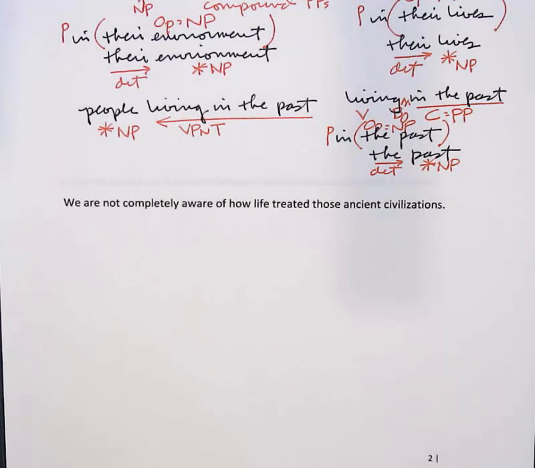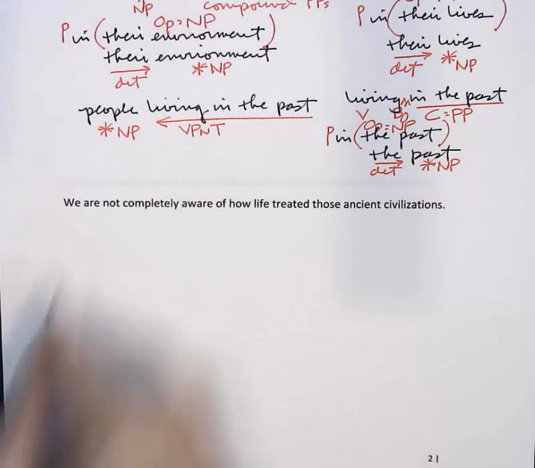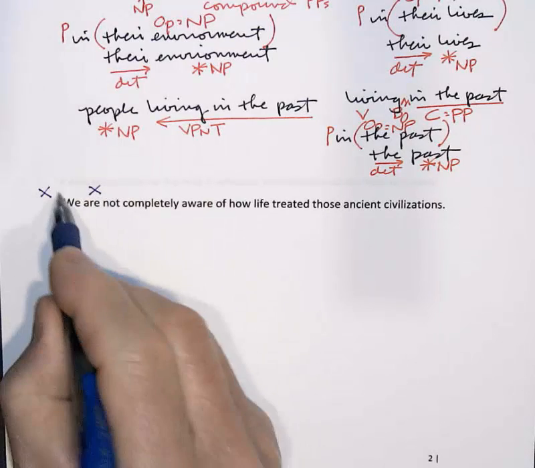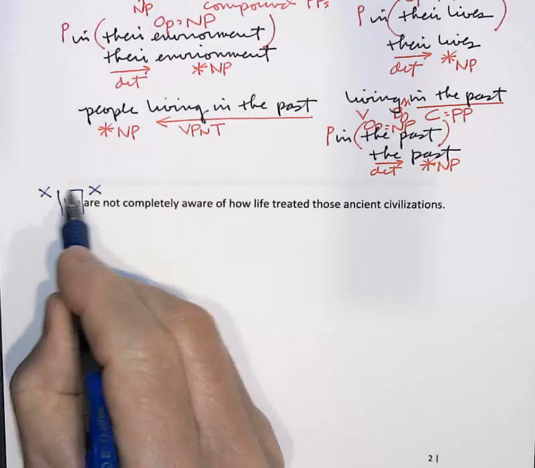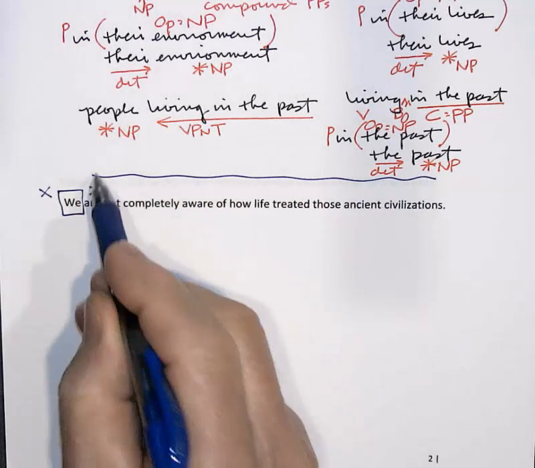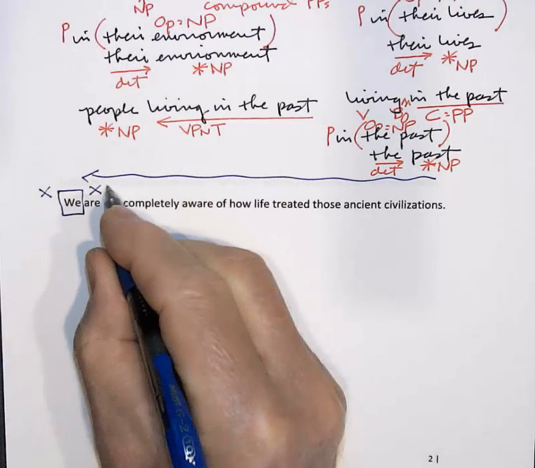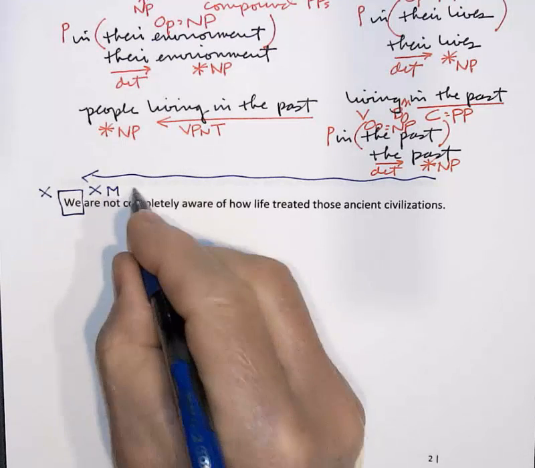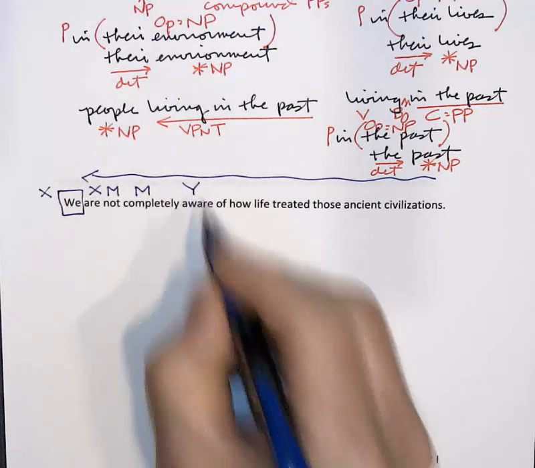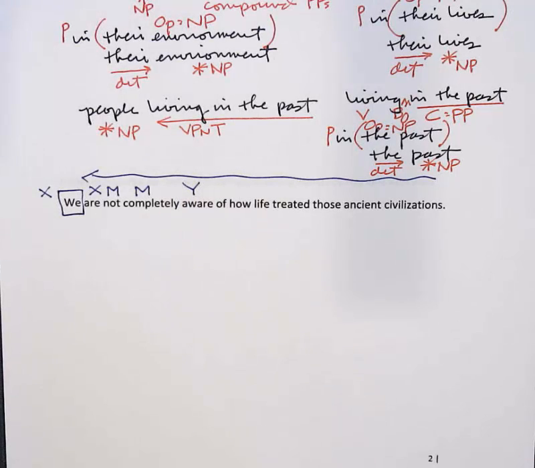So, we are not completely aware of how life treated those ancient civilizations. No shifters. R is the X word. We is the subject. Everything left is the predicate. The M place, not. Completely M. And aware of how life treated those ancient civilizations is Y.